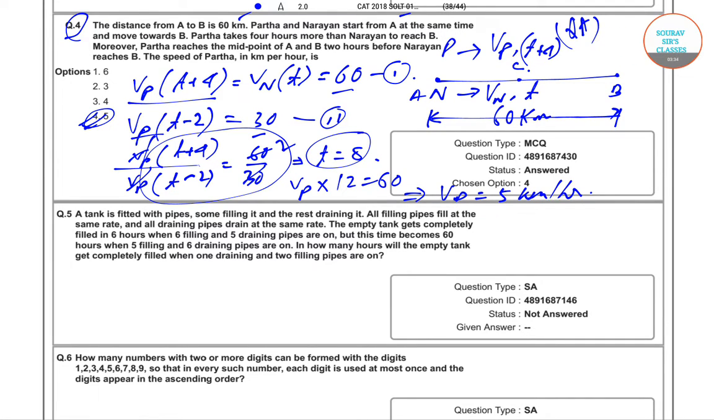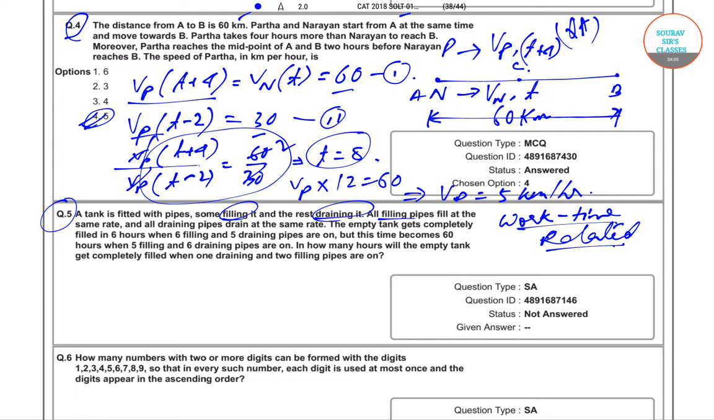The next question, question number 5, is a work time related question. Very interesting question. In this question, there is a tank which is fitted with pipes. Some pipes fill it and some pipes drain it. All the filling pipes fill at the same rate, and all the draining pipes drain at the same rate. That is the assumption.